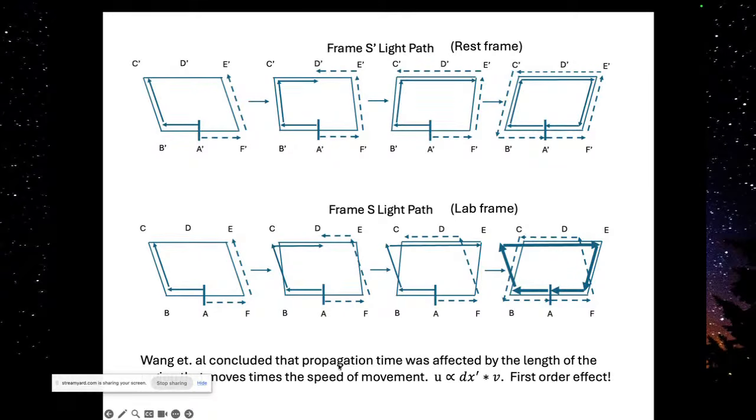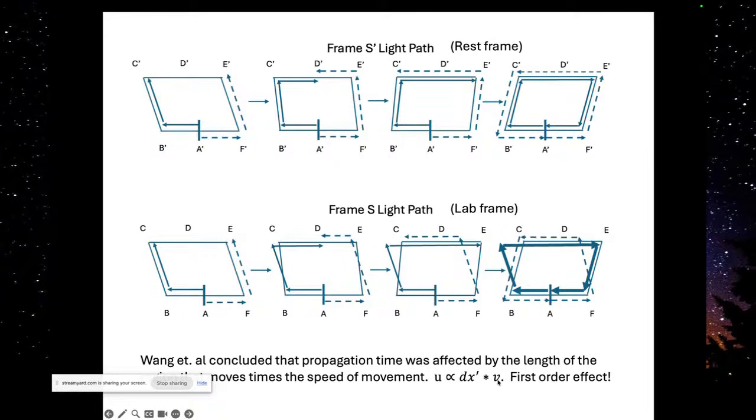So this is the length of the path in the prime frame, which, as I said, is constant, times speed v of the movement of the path. So this would be the speed of the clothesline. And they actually found that they didn't have to move the clothesline very quickly at all in order to see the fringe shift. And that's because it's a first order effect.